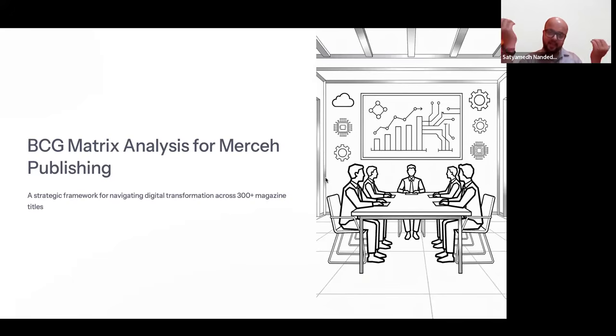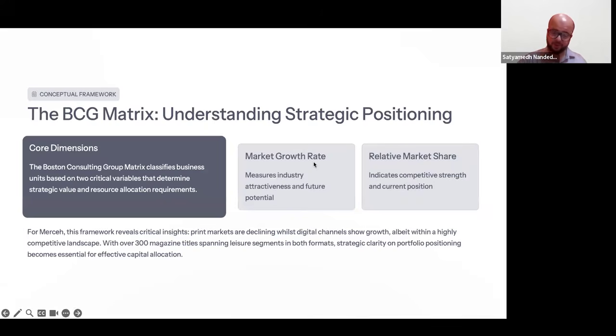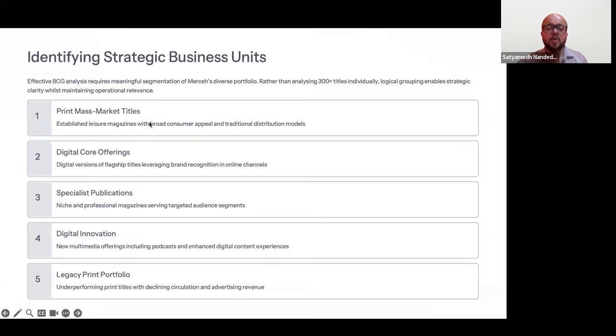The BCG matrix analysis is mostly inward looking, right? Because you are analyzing your portfolio. You look at market share and you look at the market growth rate when you want to do BCG analysis. Okay, 300 magazine titles, so naturally it's a huge portfolio that you have. So how do you identify strategic business units? Effective BCG analysis will require segmentation, right? So mass market titles which have a large consumer appeal, something like India Today, or some film magazine maybe, which a lot of people read, which is general, nothing super technical.